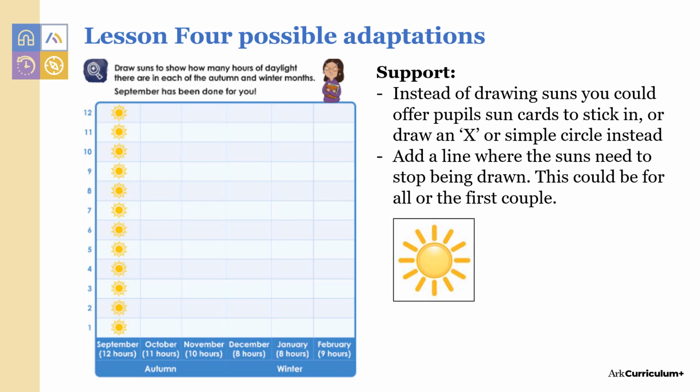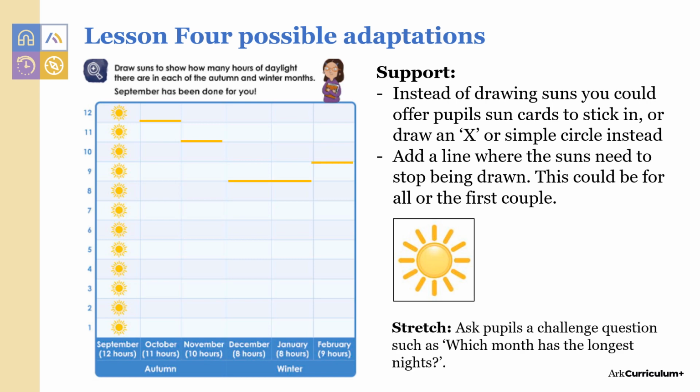You could add a line where the suns need to stop being drawn, and this could be done for one or all examples. Stretch pupils by asking them a challenge question such as, which month has the longest nights?